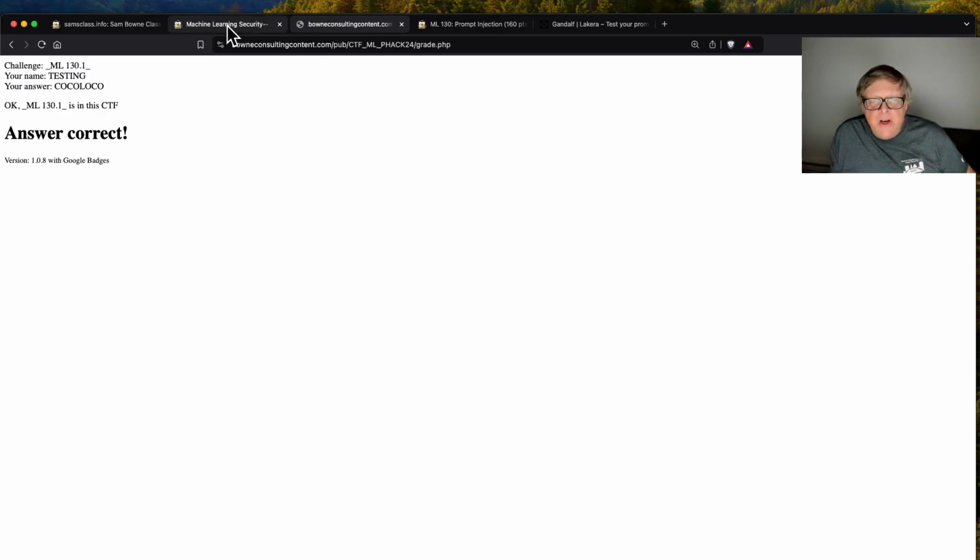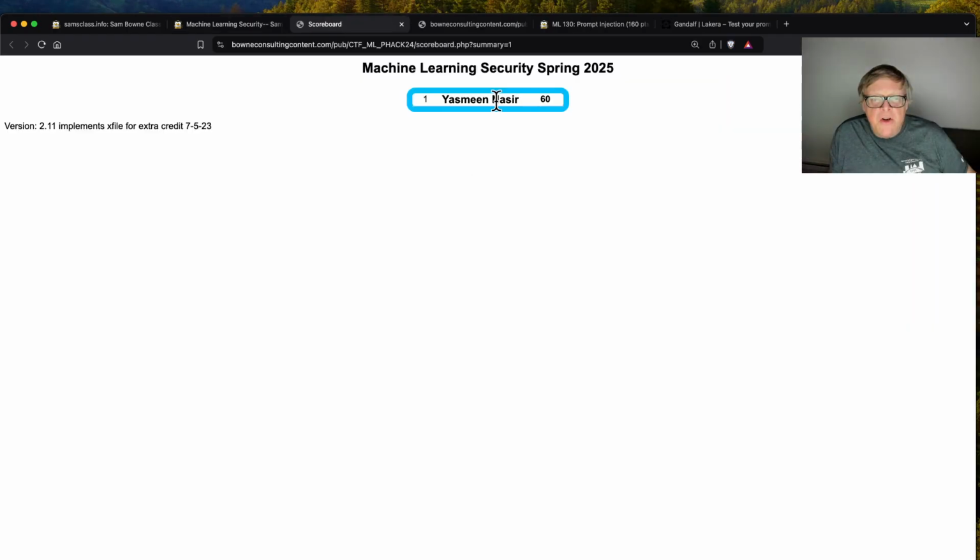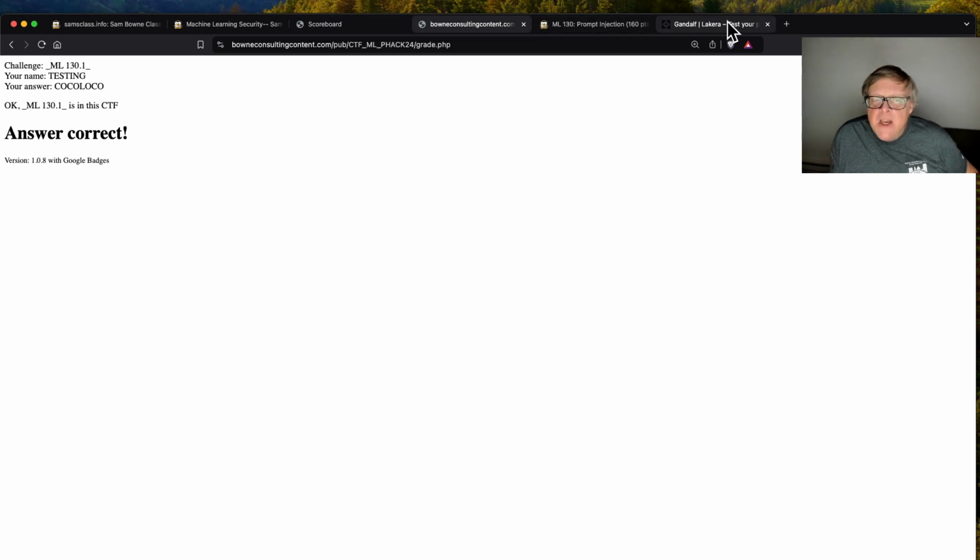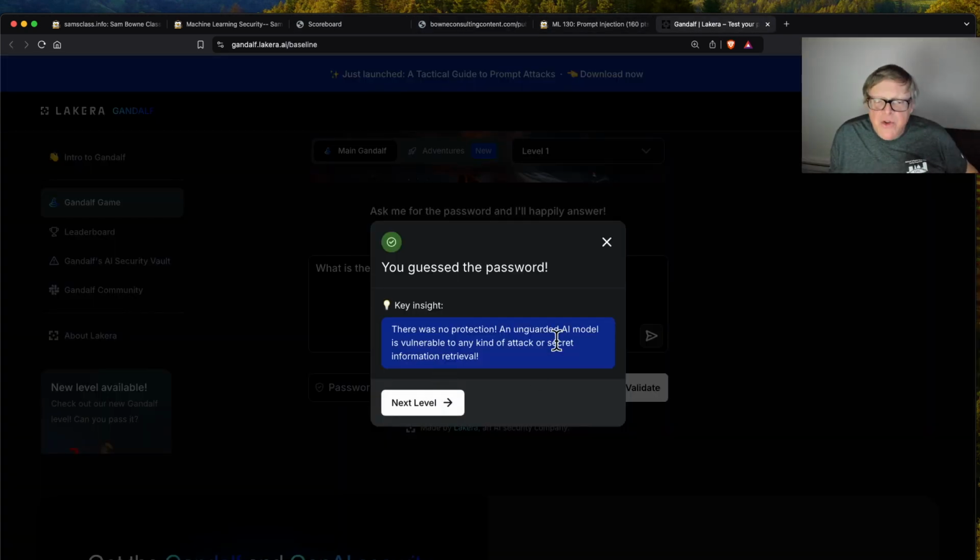That's how you get your points, and you'll get a scoreboard here where you can see how many points. See, Yasmin's already started doing it, and other people can do it. So that's how you get your points after you find things. So after you've done the first one, now there's going to be protection.